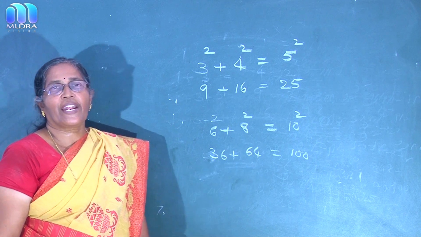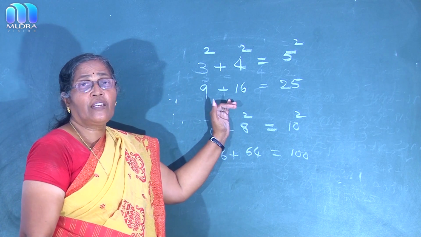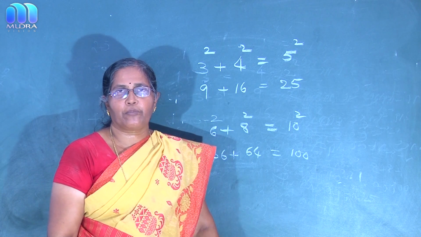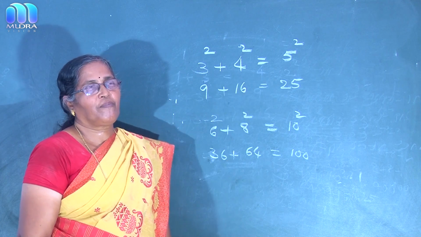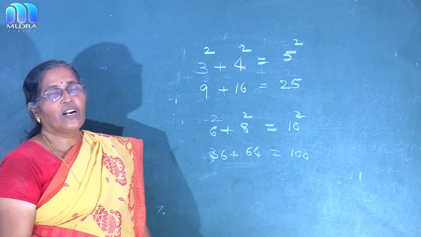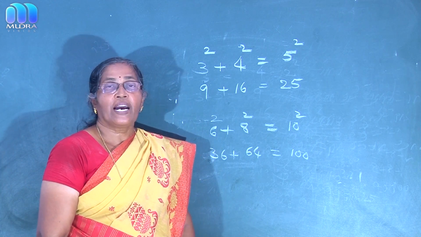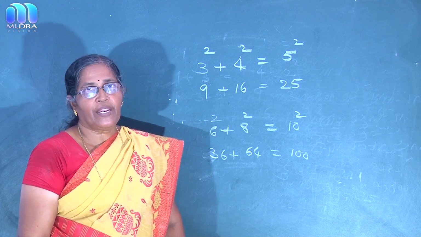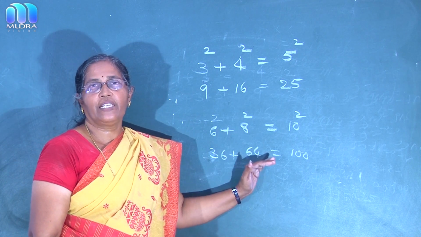Yes, then you can write some assignments. The first one is find 5 Pythagorean triplets from the table we have written. The second one is, what is the sum of 1 to 100 odd numbers? Without adding, you should find the answer.